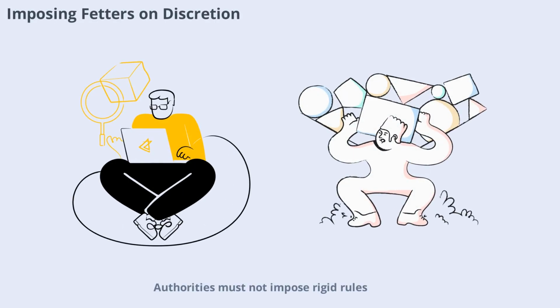Authorities must not impose rigid rules that prevent them from considering individual cases. If they adopt a fixed policy and apply it to all cases without considering unique circumstances, it is seen as a failure to exercise discretion. Courts require that each case be evaluated on its own merits, ensuring fairness and flexibility in administrative decisions.